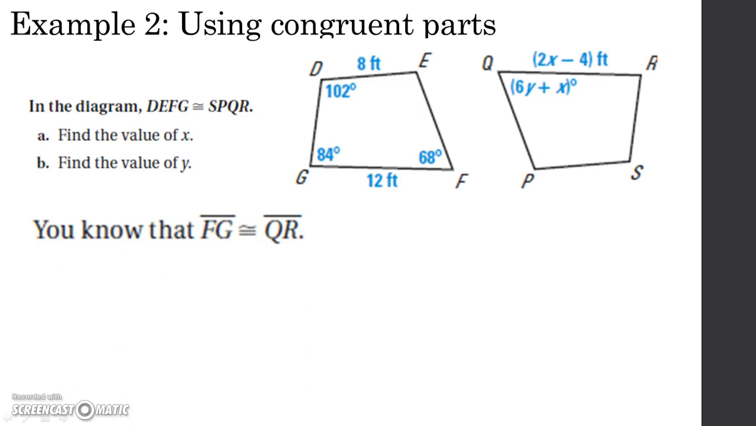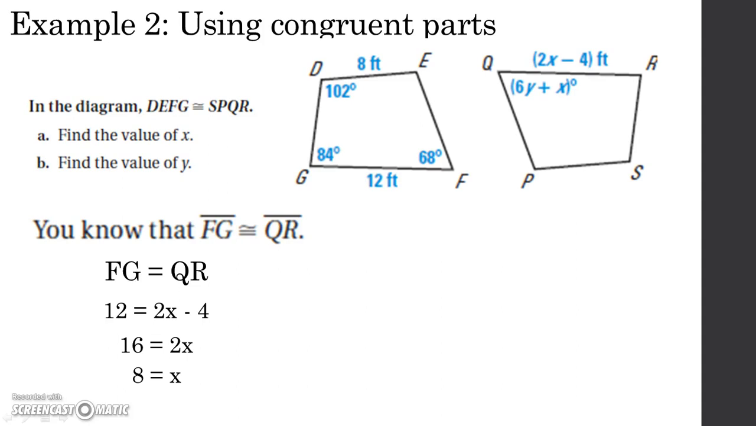Because they're congruent by definition of congruence, we can say that their measures are equal, their lengths are equal. And now we can substitute in 2x minus 4 equals 12. Then we can add 4 over and get 16, and divide by 2 we find that x is 8. To find y, we're going to do something similar.